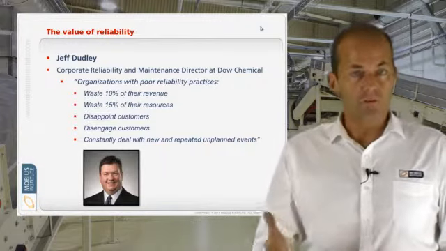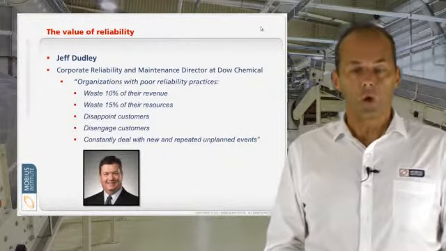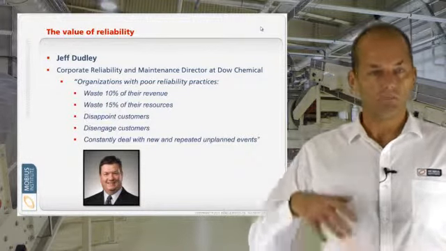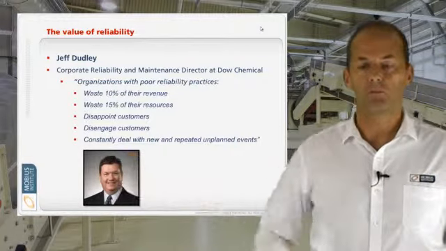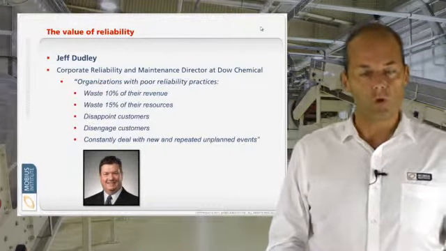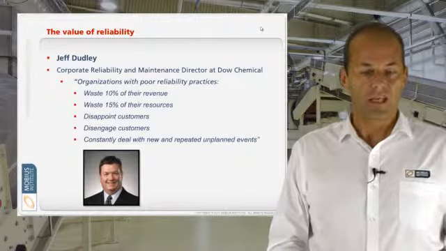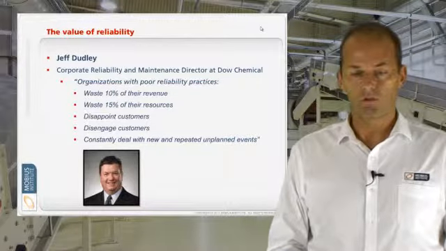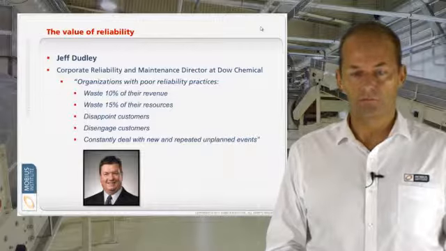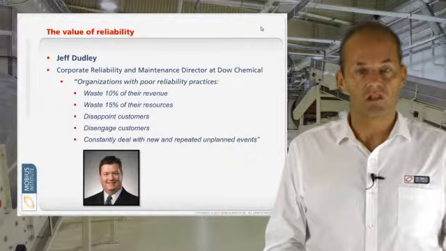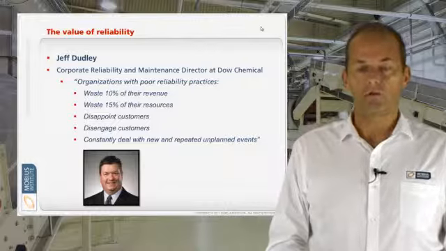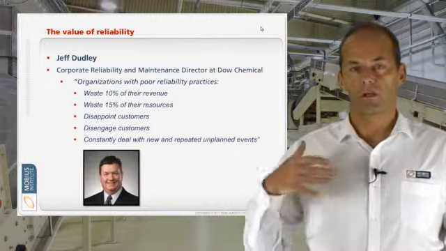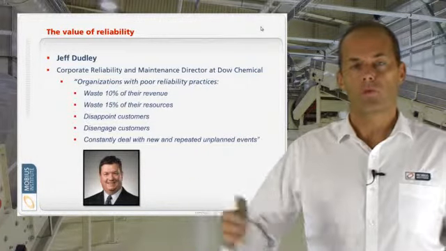Jeff Dudley, who's a contributor to iLearn Reliability, was the Corporate Reliability and Maintenance Director at Dow Chemical. And a statement he made based on all his experience with multiple plants was that organisations with poor reliability practices waste 10% of their revenue, they waste 15% of their resources, they tend to disappoint customers, they tend to disengage customers, and they constantly deal with new and repeated unplanned events. So that was his conclusion after working at Dow Chemical in that senior role, working with so many plants throughout Dow Chemical.